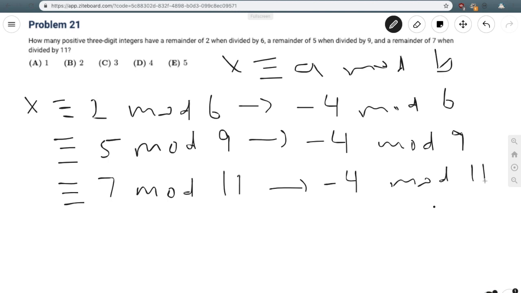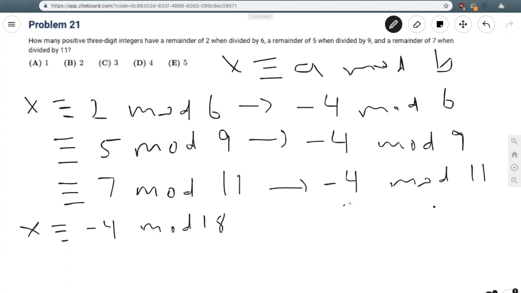What this means is that when x is divided by 6, it has a remainder of negative 4. When divided by 9, it has a remainder of negative 4. So x will have a remainder of negative 4 when divided by the LCM of both 6 and 9, since it will fulfill these properties. The LCM of 6 and 9, as we know, is 18. So I can say x is congruent to negative 4 mod 18.